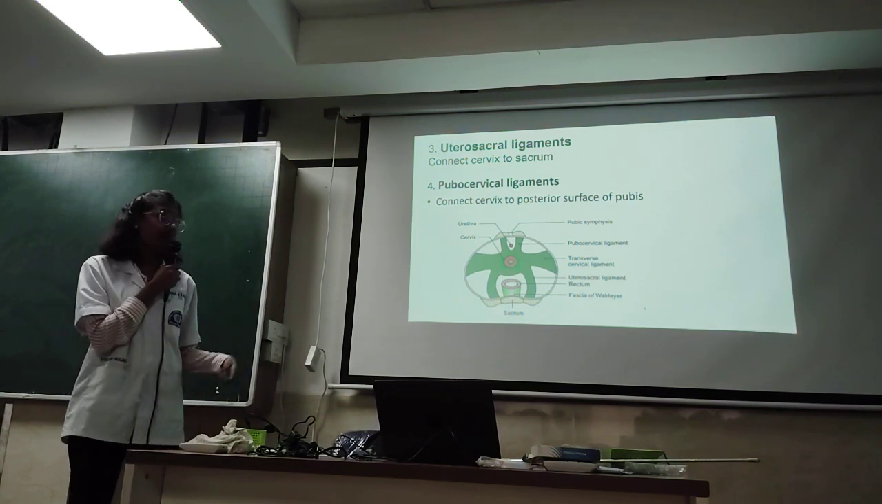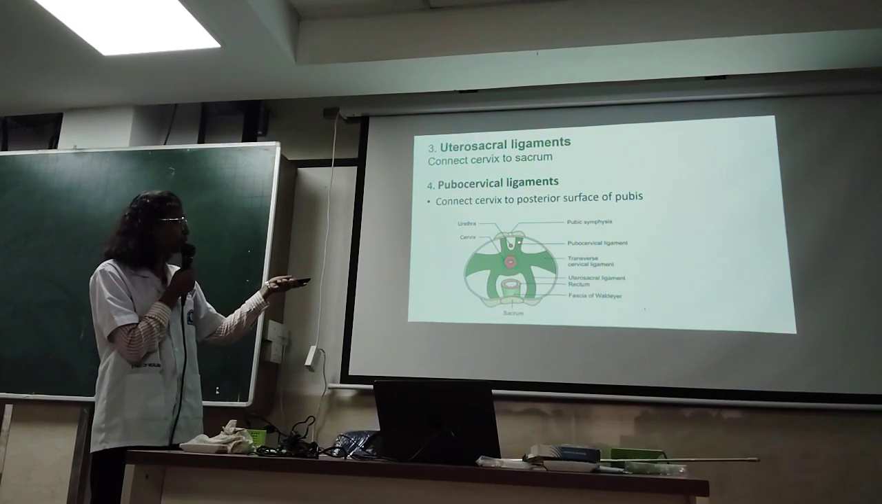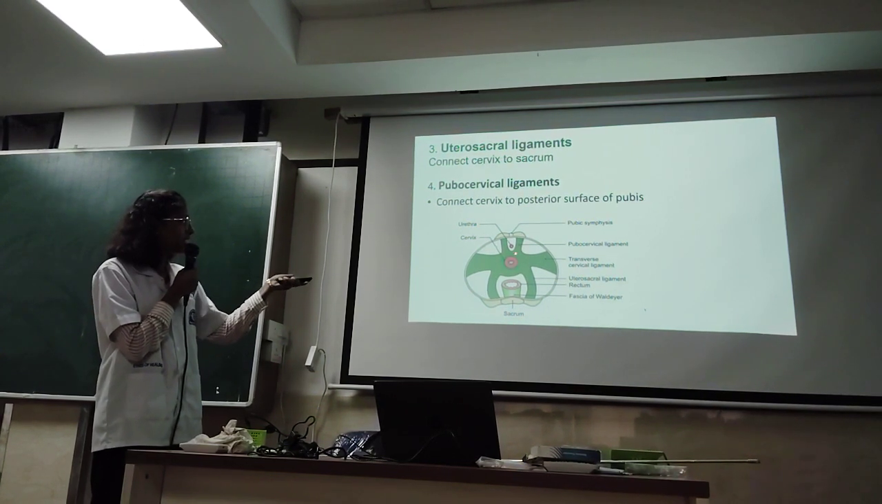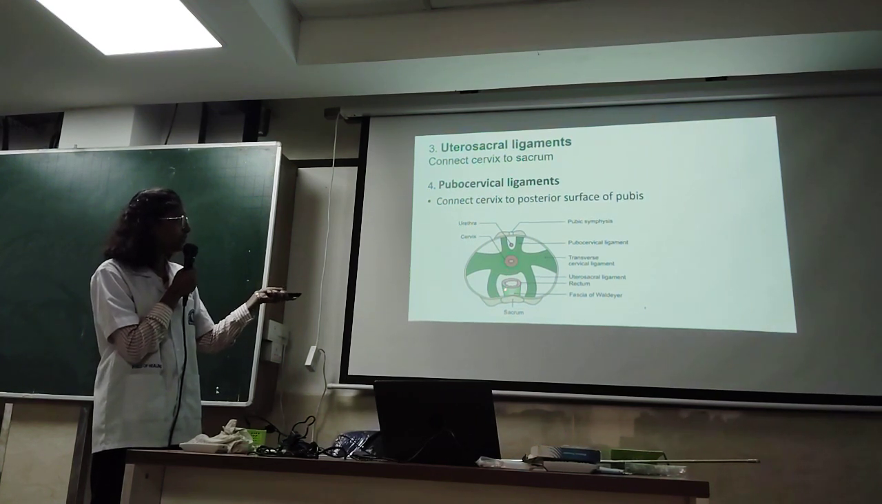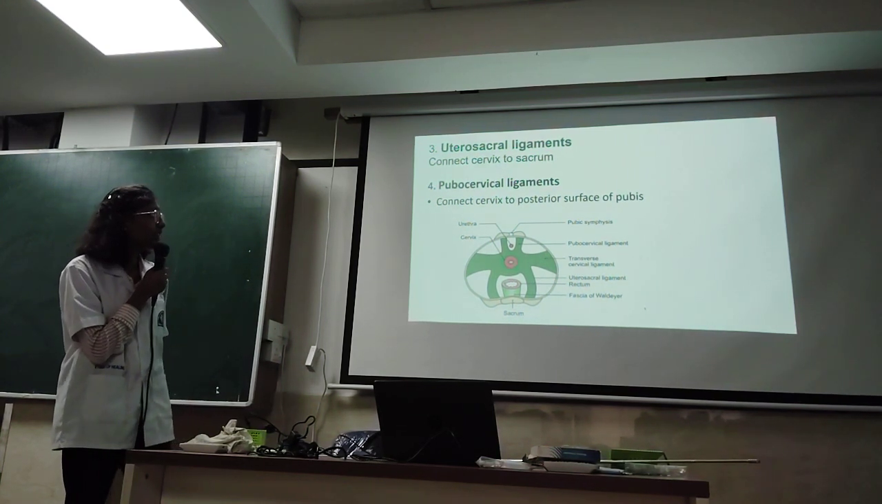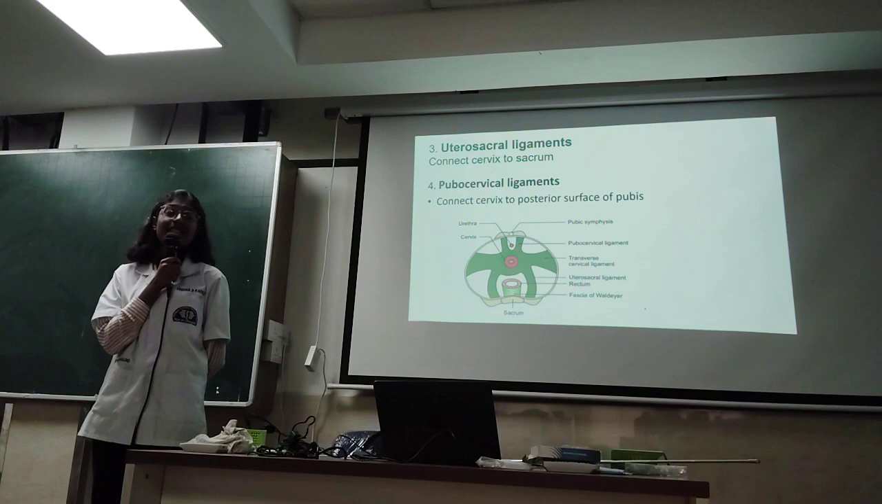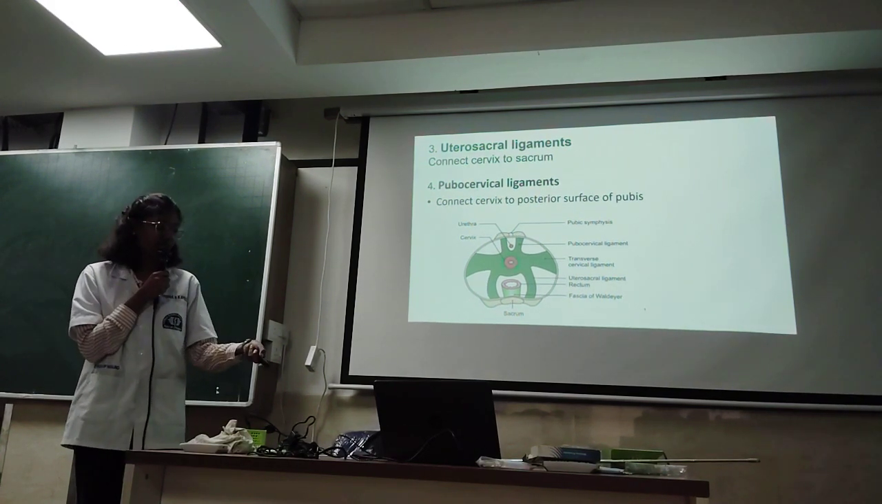Here in this diagram, we can see this is the cervix, and anterior to this are the pubocervical ligaments connecting the cervix to the pubis, and posteriorly are the uterosacral ligaments connecting the cervix to the sacrum, and these are the cardinal ligaments connecting the cervix to the lateral pelvic wall. These ligaments form a sling around the uterus, giving support to the uterus.